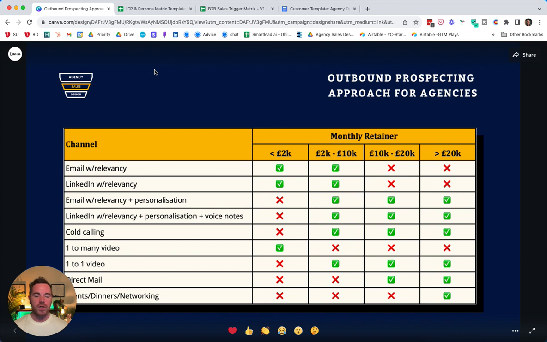Lastly, we've got more than 20k retainers. Here, the email with relevancy or LinkedIn with relevancy just won't be enough. But of course, that email with relevancy and personalization and voice notes on LinkedIn can also work. You definitely want to be doing one-to-one videos. Direct mail can be effective as well. But what I've also mentioned here is events, dinners, and networking.